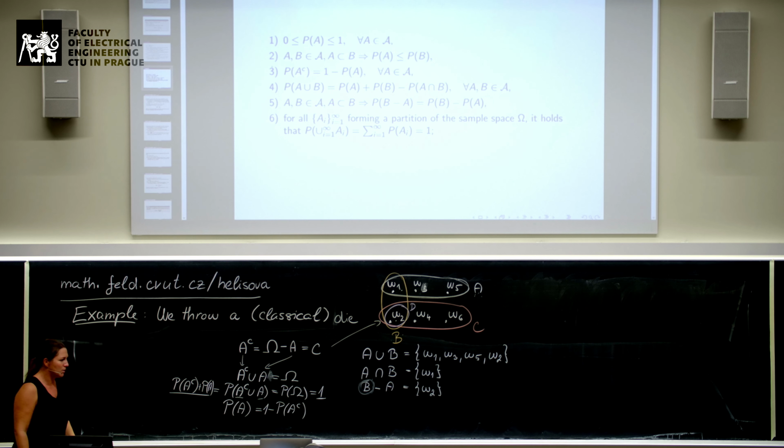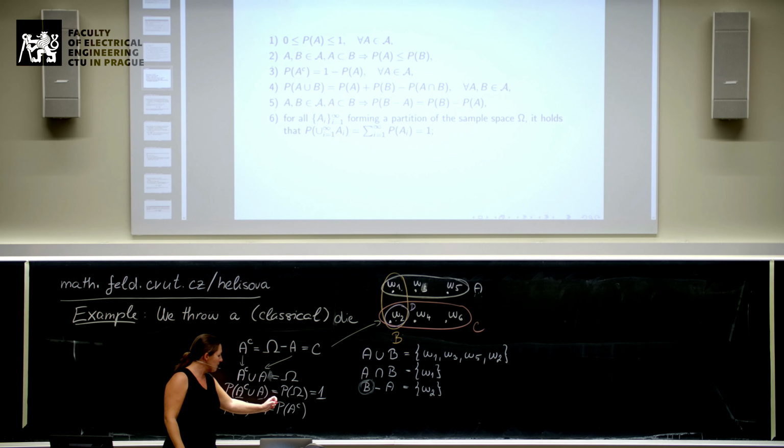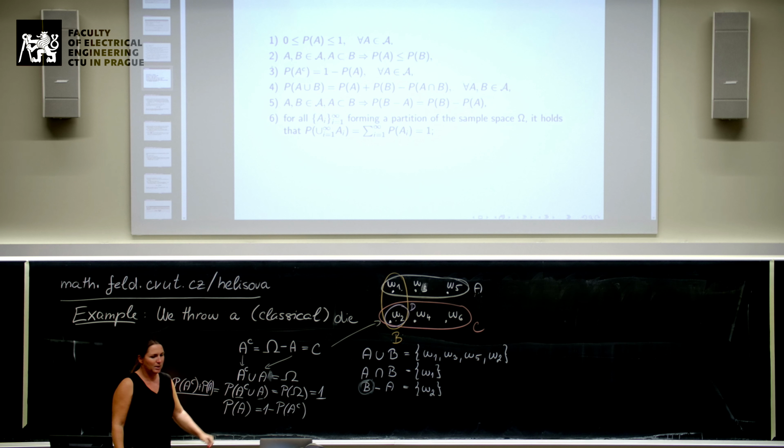So in this situation, and the situation occurs very often, in the situation that it is easier to calculate the probability of the complement of an event, then it is very easy to calculate the probability of the event as 1 minus the probability of its complement. So it is a very, very useful property. Okay, then the probability of the union.